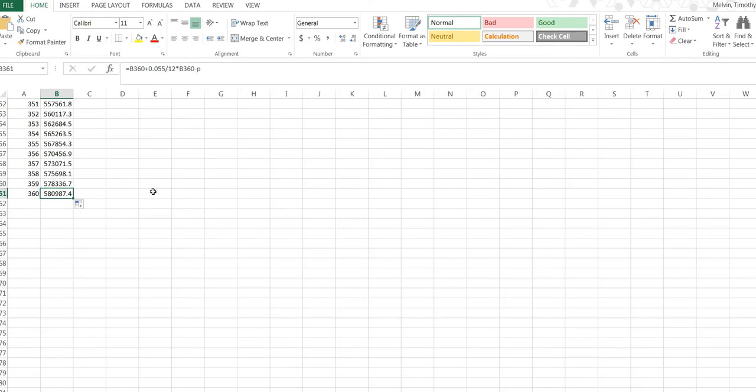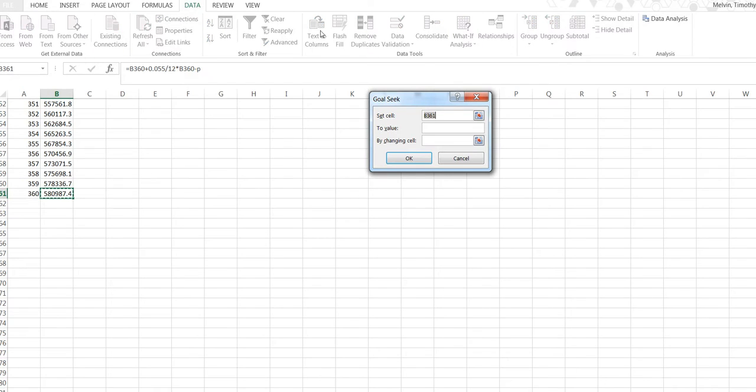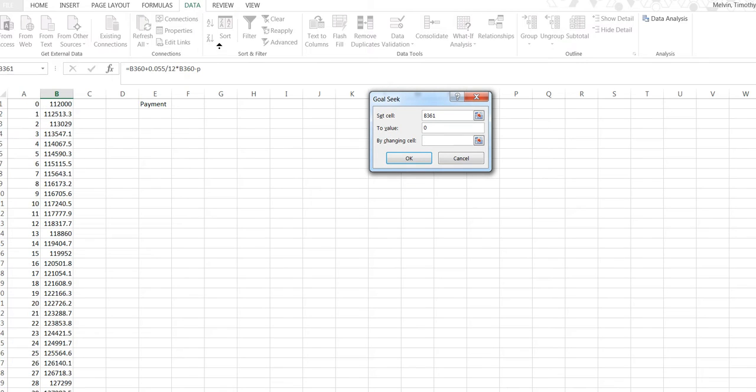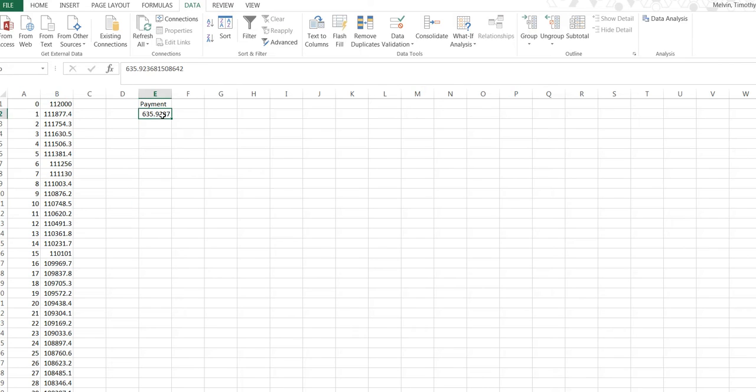To do that in Excel, I'm going to go to the top, click on Data, then What-If Analysis, and then GoalSeek. Again, that was Data, What-If Analysis, GoalSeek, and I've already got the cell highlighted. I want to set this cell to 0, and then I need to change another cell. I'm going to scroll to the top, and that was right here, my payment cell, E2. Click OK. Excel does its magic. Click OK. Now it says my monthly payment is going to be $635.92, around there.